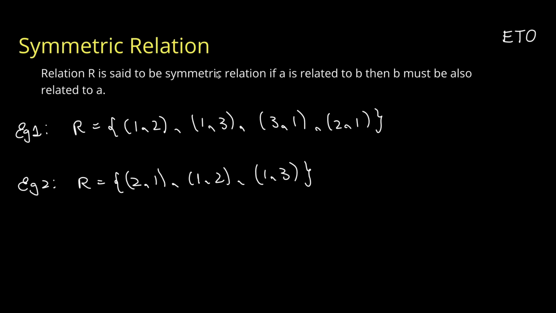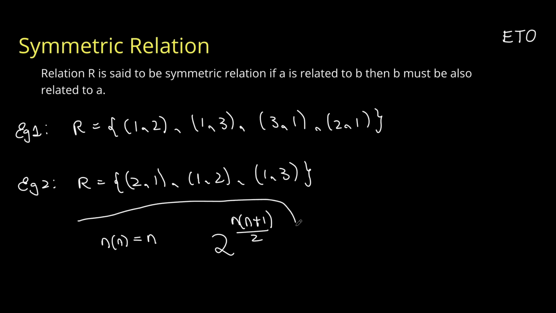And another important formula to calculate all the possible symmetric relations that can be formed from set A. If set A contains n elements, then to find possible symmetric relations is 2 to the power of n times n plus 1 divided by 2. This will be helpful for objective.